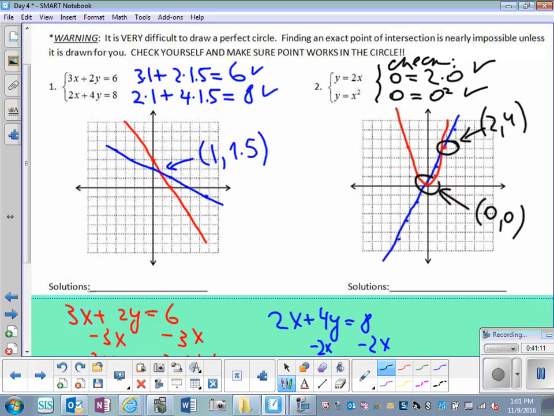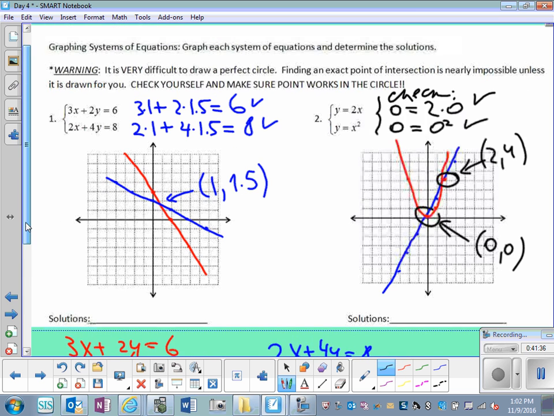0, 0 satisfies both equations. All good. And now we need to check the second one. Isn't there a third one? No, there's no third one, because a parabola will never go up more and more, like the slope will always just increase and increase.